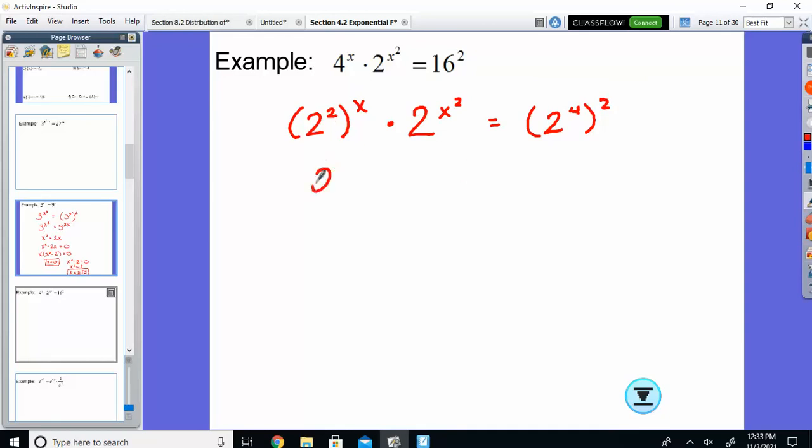Alright, so this becomes 2 to the 2x times 2 to the x squared equals 2 to the 8. Now I can't drop my base yet because I have to have just 1 on each side. So on the left, when I have 2 to the 2x times 2 to the x squared, what do I need to do with those exponents?